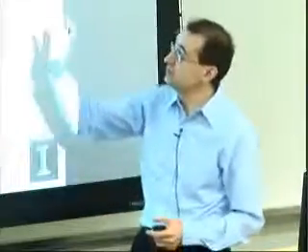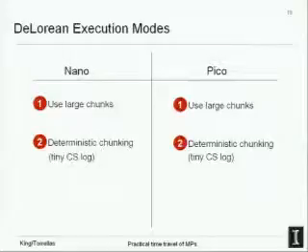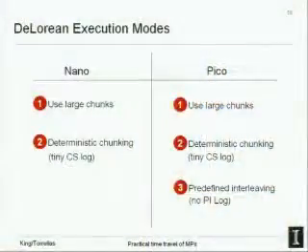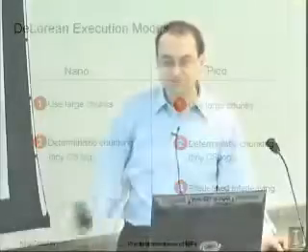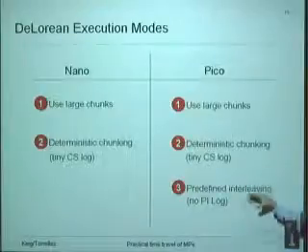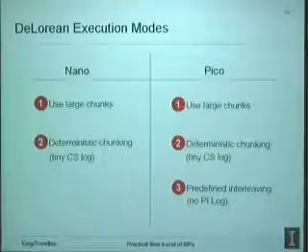there's basically a dial that says I can either use the nano or the pico log. Both cases are large chunks. Both cases use deterministic chunking, so a very tiny log. And this one uses no PI log, predefined interleaving. So perhaps what you want to do is, when you initially debug a program, you use this one here that has very, very little logging, but may have some kind of slowdown, but this one here, you may want to focus on a particular bug later.